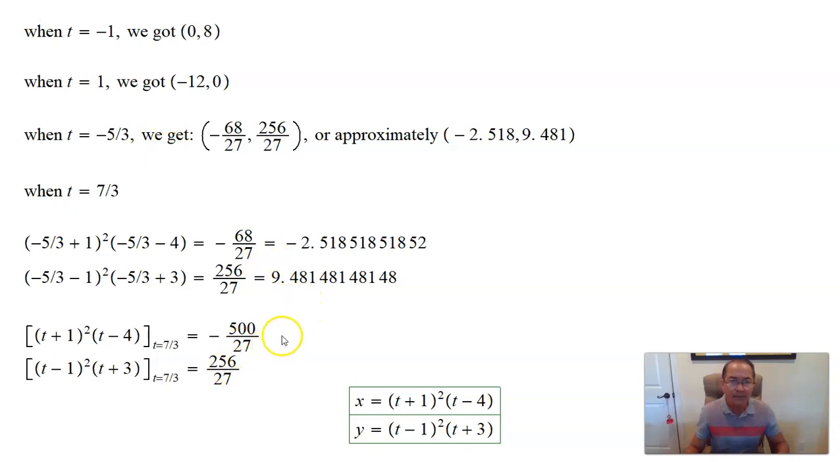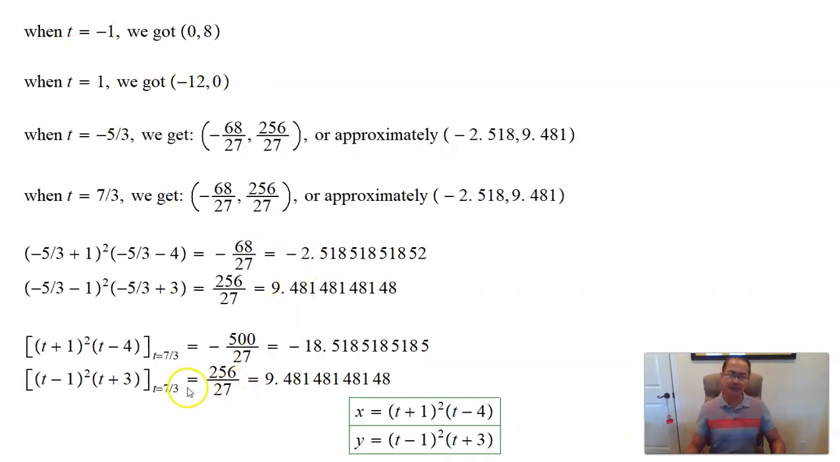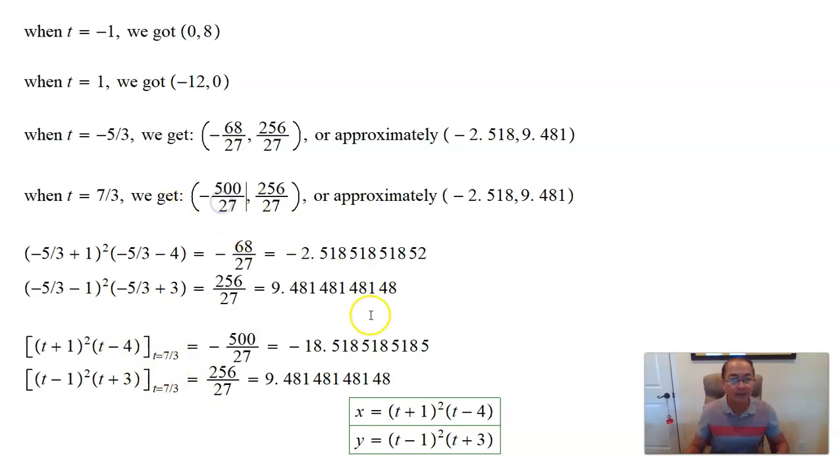Ooh, that looks familiar. Interesting. Okay, so we get that approximation and this approximation. Okay, so let me copy this. So yeah, it's a little bit of a coincidence that we get the same y coordinate for both negative 5 thirds and positive 7 thirds. That is interesting. Okay, so that should be the x coordinate, and this is the y coordinate.